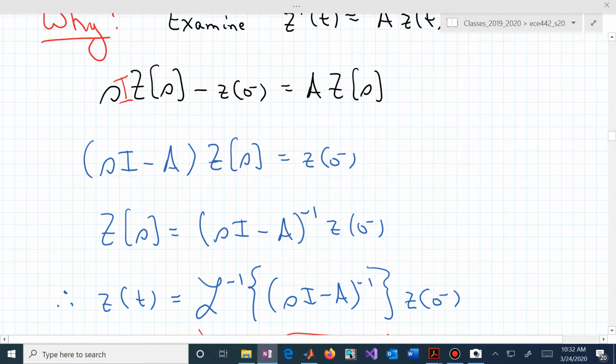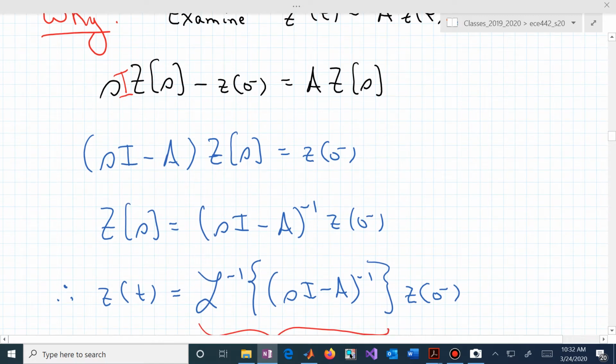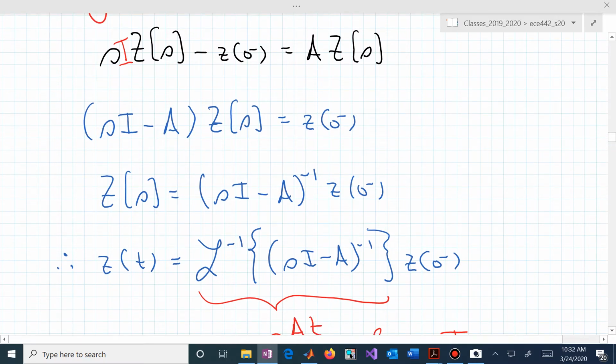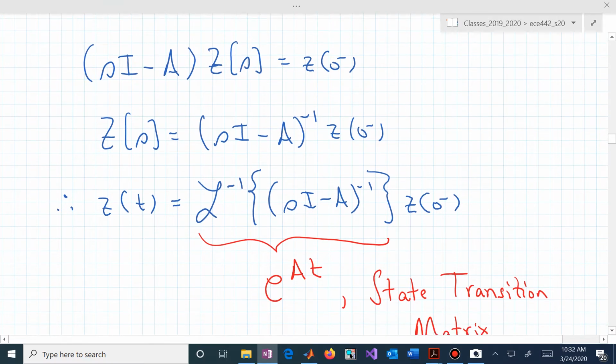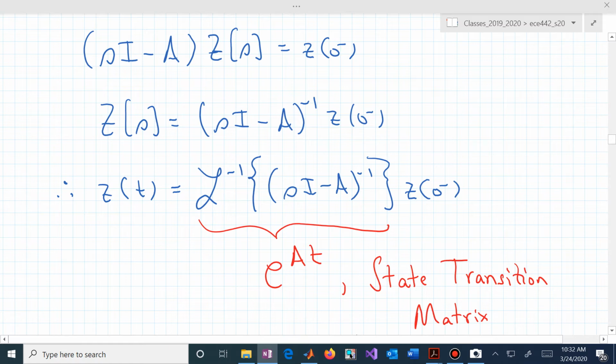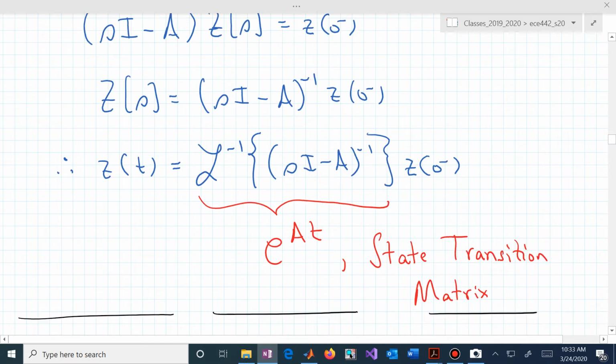We can solve for the Laplace transformed state vector, capital Z of s, by multiplying both sides through by sI minus A inverse. That's in the frequency domain. We can put it into the time domain by inverse Laplace transforming, and that's where the e to the at matrix comes from, or that's the state transition matrix. That's why e to the at does correspond to this inverse Laplace transform of the sI minus A inverse matrix.